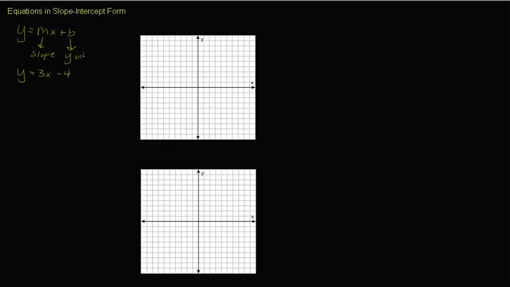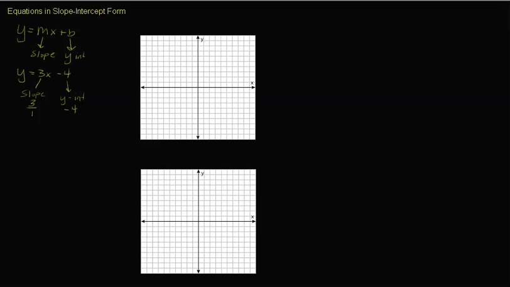Like I said, if they ask for the slope, it is 3, and remember that it's over 1. So the slope is always rise over run. And your y-intercept is going to be negative 4. If it has a minus in front of it, your y-intercept is negative 4. So it's all right there for you, and you only have to do two things to graph.